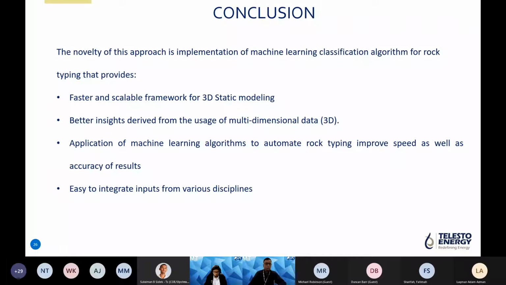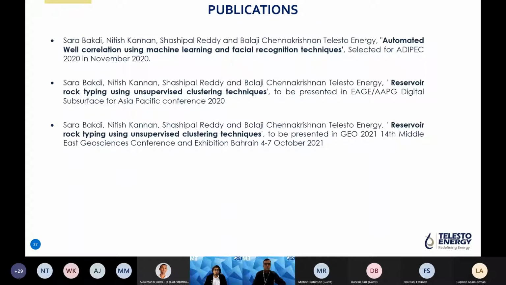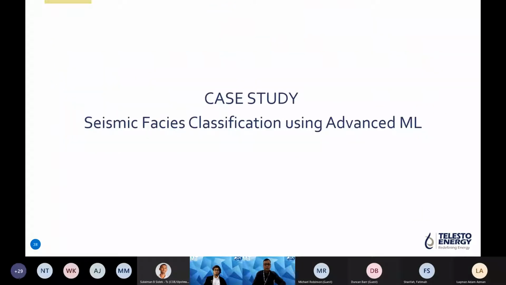So concluding this, this is a novel approach. This is a very quick and scalable framework when it comes to 3D static modeling, and we can get much better insights by using multi-dimensional data. Traditionally, we use 1 or 2 logs. Here you can bring in as many logs as possible and plot them in n-dimensional space, and we can reduce the dimensionality so that we were able to do the clustering and analyze them. So this is the conclusion of this case study, and these are some of the publications that we have already done on this case study.